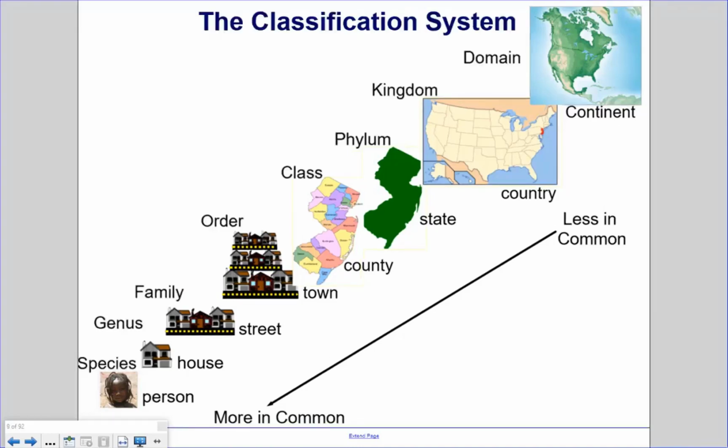The classification system. The way life is classified is similar to the way people are classified by where they live. So for example, the continent is the broadest category. Likewise, the domain is the broadest category of life. Humans and fungus are in the same domain of life, domain Eukaryota, but yet there's not a lot in common between people and mushrooms. However, if we consider gorillas, people and gorillas are in the same family, family Hominidae. We have a lot more in common. People and gorillas have a lot more in common than people and mushrooms.